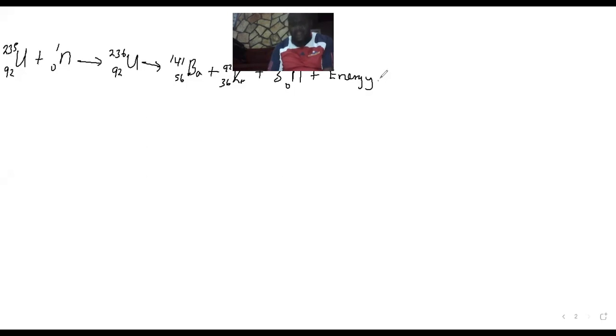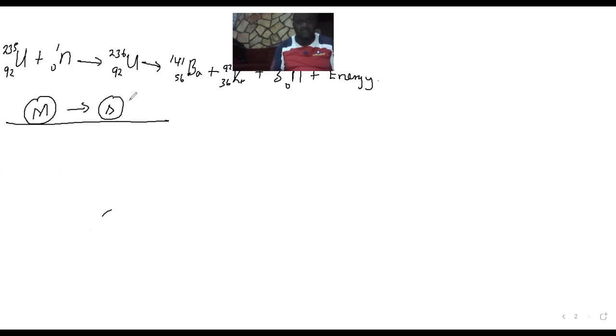Now, in this remaining time, there is a derivation which they normally ask for. They can ask you for the kinetic energy of the daughter nucleus after splitting. If you have a mother nucleus, and this mother nucleus splits into a daughter nucleus, plus maybe an alpha particle, then this will be the mass of the mother nucleus, and this will be the mass of the daughter nucleus. We shall also have here the mass of the alpha particle.